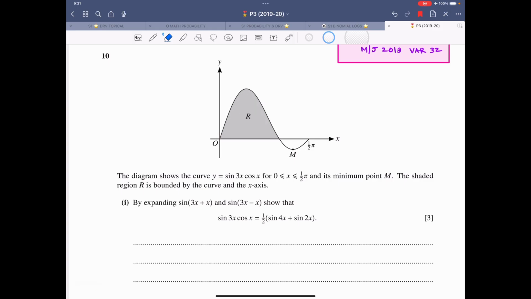What we see is that there is a graph in which the shaded region is above the x-axis, and there is a portion of the graph below the x-axis also, and there is a point M marked over there. This is 0, this is pi by 2. The diagram shows the curve y equals sine 3x cosine x, and it's valid for values of x between 0 and pi by 2 inclusive, and the minimum point is M. The shaded region R is bounded by the curve and the x-axis.